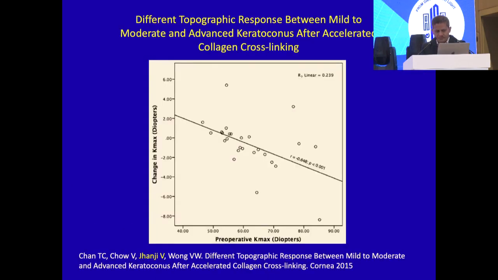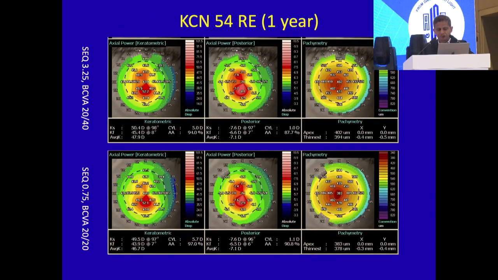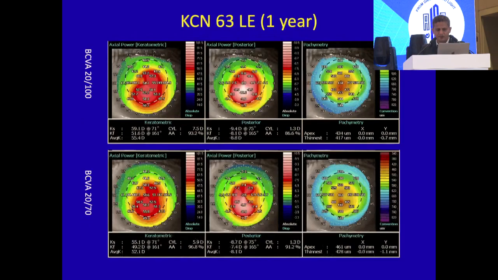This is a study basically showing that there's a differential response to treatment depending on how steep your cornea is preoperatively. So if your corneas are very steep, more than 58 diopters Kmax, you're going to see massive flattening. So these patients actually see an improvement in uncorrected visual acuity after cross-linking as well. And this is a patient with pre-Kmax values of 46. And 1 year down the line, there was a flattening and improvement in best corrected visual acuity.